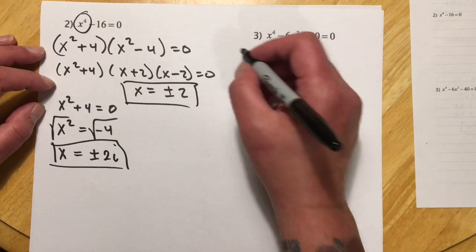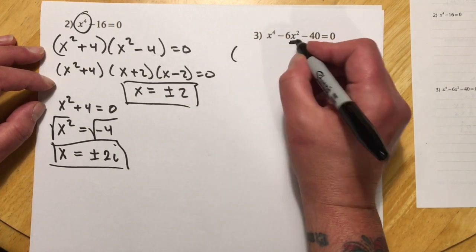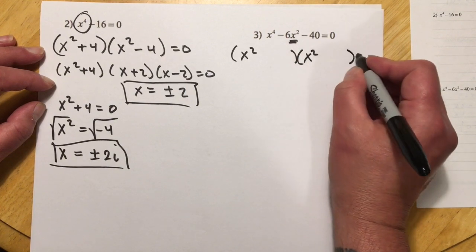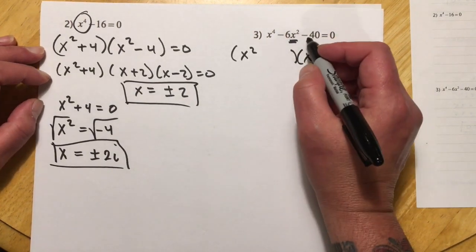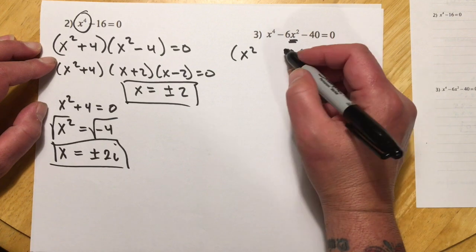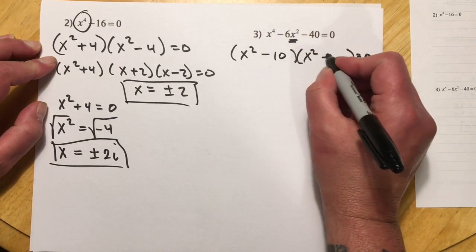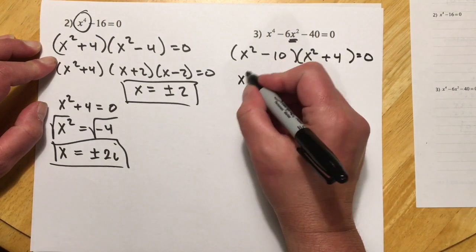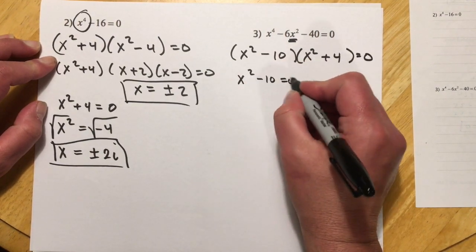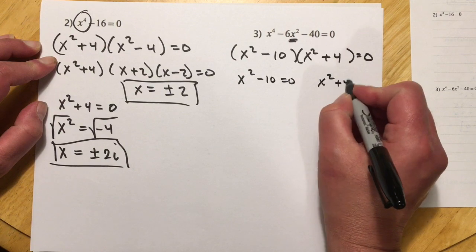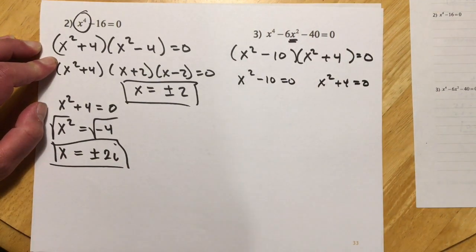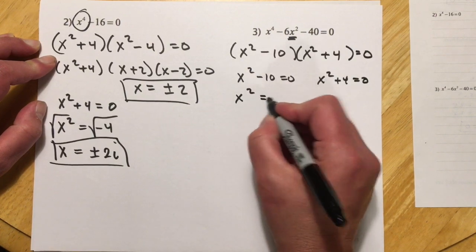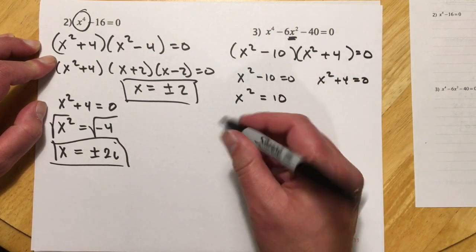For this one, it factors. I just have to split it up as x squareds. So it's going to go x squared, and then multiplies to -40, adds to be -6. It's going to be -10 and plus 4. So from here, x squared minus 10 equals 0. X squared plus 4 equals 0. And then bring the 10 over, and then root both sides.